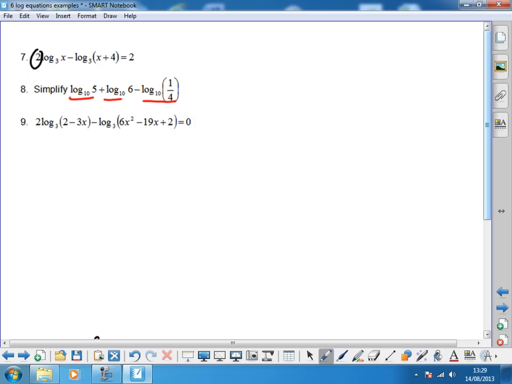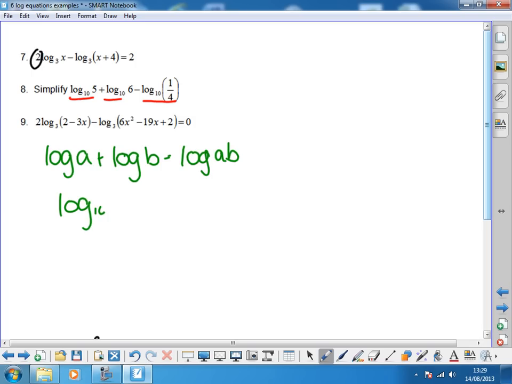Right, okay, so the rules are that log A plus log B is log AB, right? So I could do log base 10 of 5 plus log base 10 of 6. Just write the rest of it out.